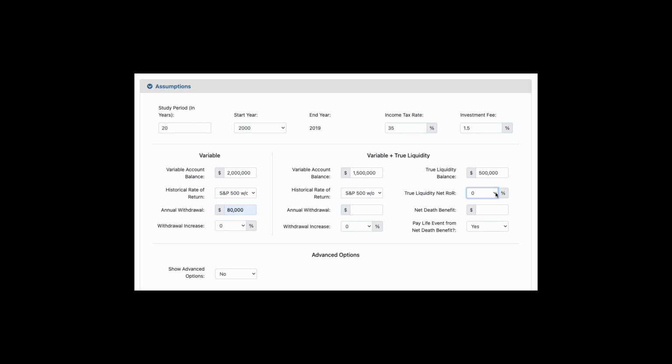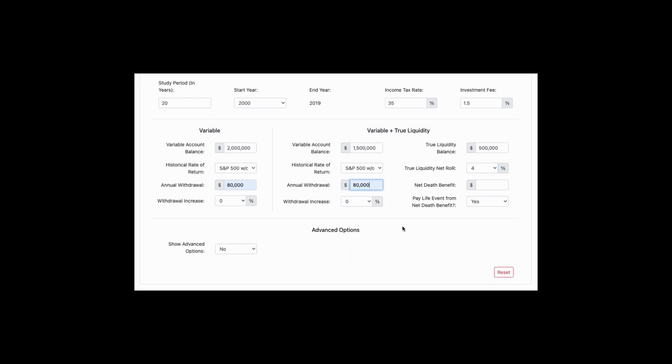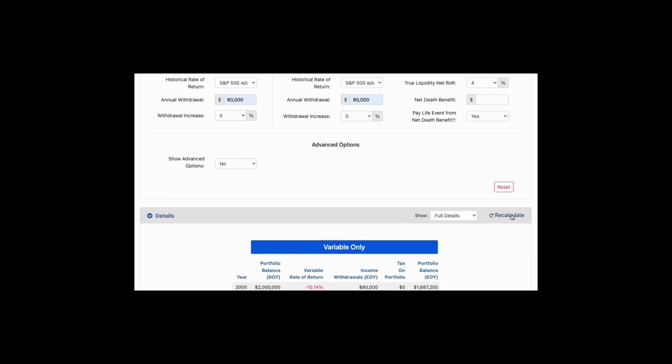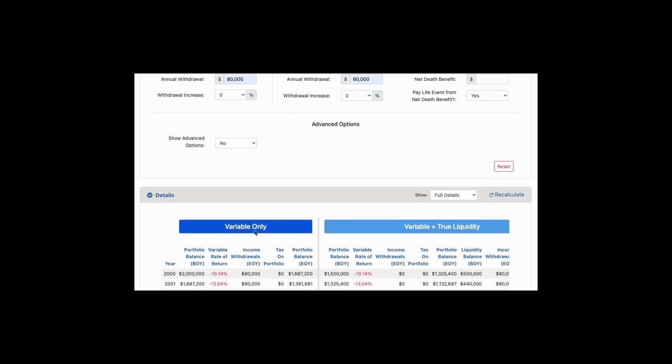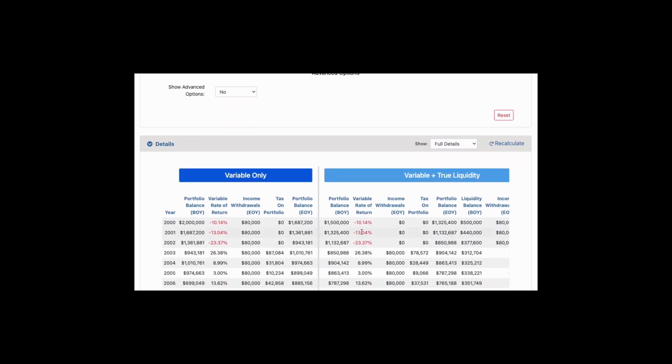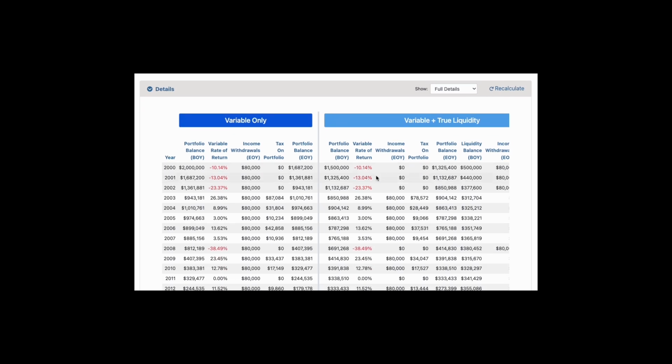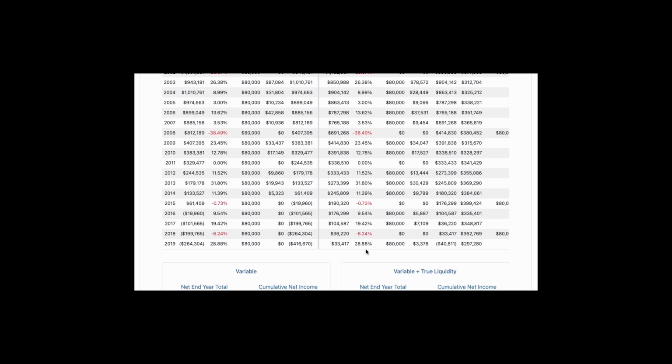Let's say that municipal bond was giving a rate of return of 4%, and still we have that annual withdrawal of $80,000. Let's see what basically happens as we set those two buckets system next to a one bucket system. So you still have the negatives, but instead of taking money out of the variable account when there was a down market and compounding that negative effect, you actually take that out of your true liquidity bucket on those years that were negative.